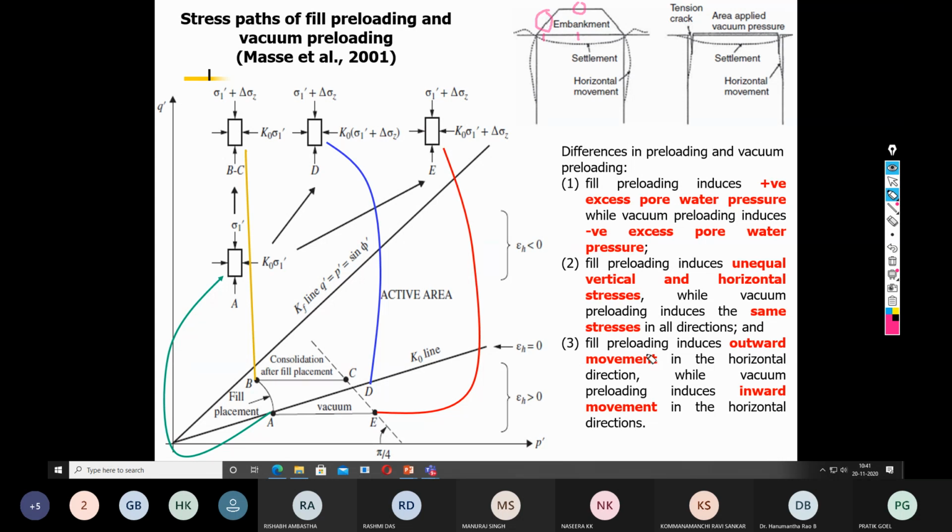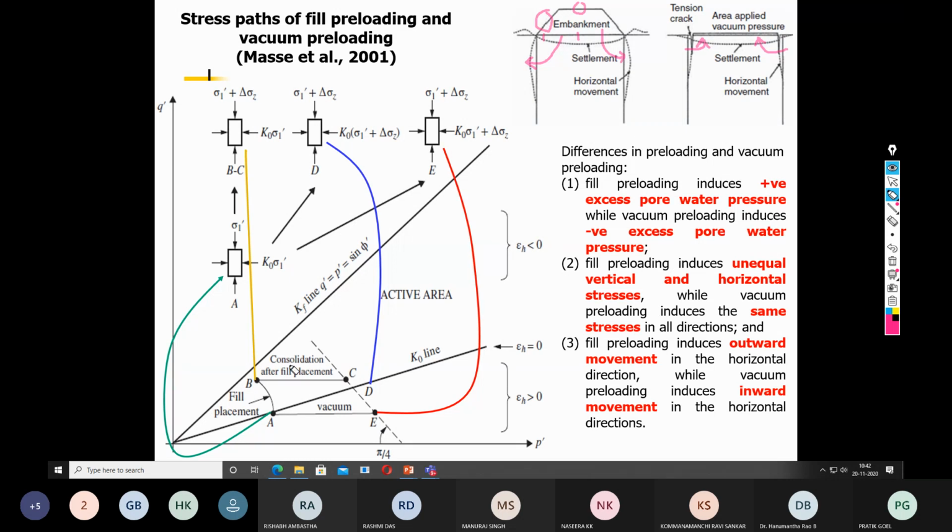And the third important point is when you apply the preload, there is outward movement. That's what I just showed. Here also you can observe that because of this preload, there is outward movement in both directions. But when you apply the vacuum, there is an inward movement. As you can see here, there is an inward movement. So these are the major distinctions between the preloading and the vacuum consolidation.